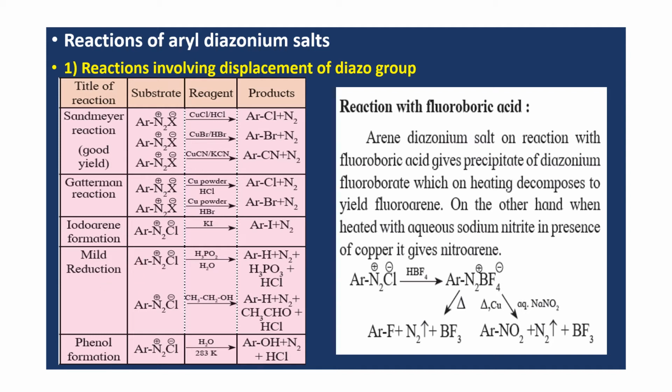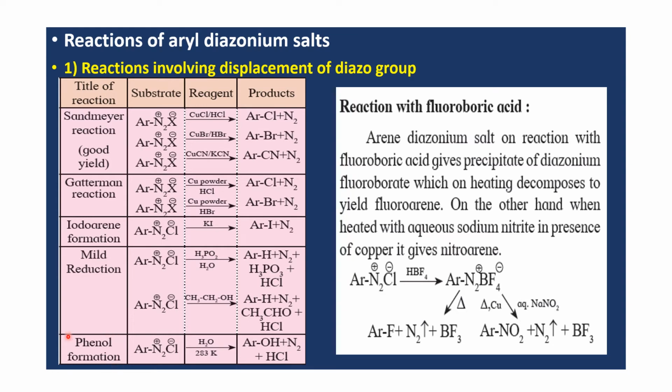That is, aryl diazonium salts are reduced by hypophosphorous acid, H3PO2, in presence of water. It forms aromatic hydrocarbon. That is, diazo group is replaced by hydrogen atom. Or if it is treated with alcohol, then also it is reduced to aromatic hydrocarbon.